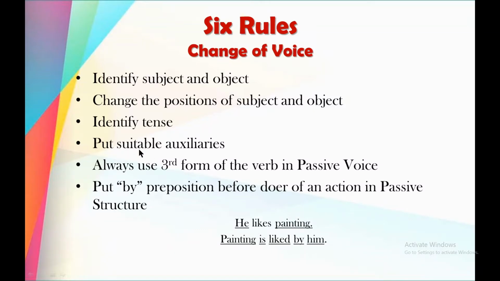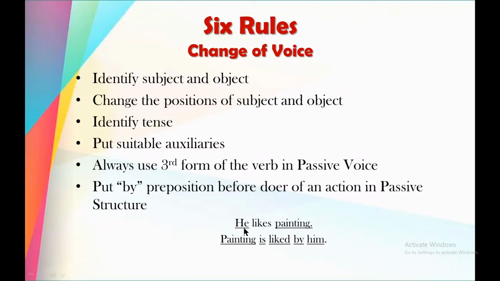Put suitable auxiliaries. Every tense has its own helping verbs, auxiliaries. My dear students, I will talk about the suitable auxiliaries of every tense later on. Always use third form of the verb in passive structures. So in passive structures, there would always be third form of the verb, and put by preposition before the doer of an action in passive structures.